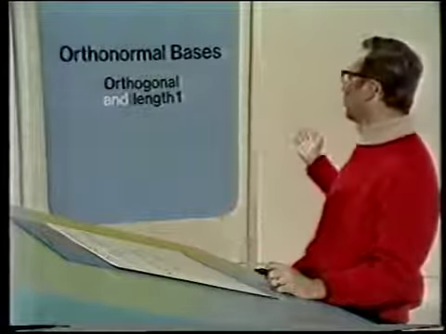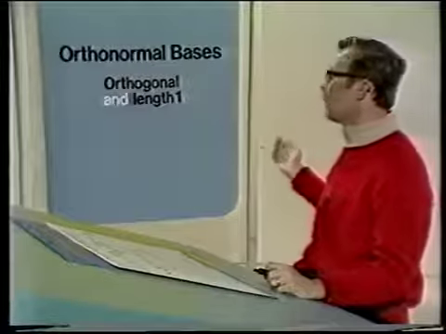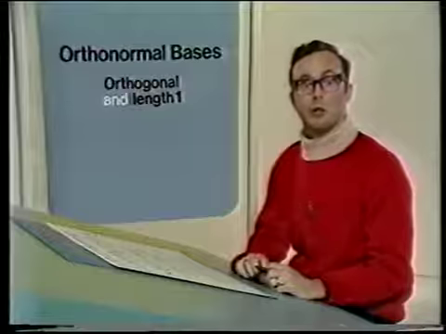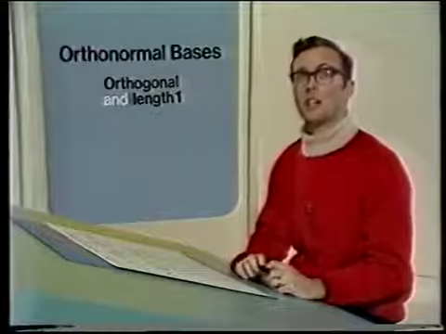Well, bases of this kind, x, y, and z, which have the property that they're orthogonal and each vector is of length 1, are so important that we give them a special name. We call them orthonormal bases. So an orthonormal basis is a basis in which the vectors are orthogonal and each vector in it has length 1.